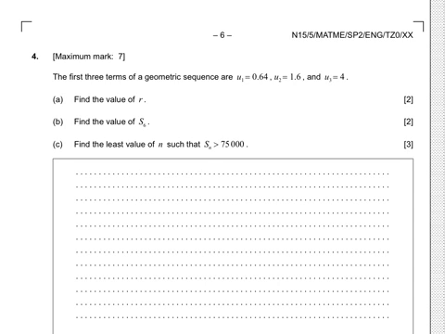This is November 2015, Standard Level Paper 2, question 4, and it's a question about sequences. So we're given three terms of a sequence and we're told it's geometric. So how do I find the value of r? Well, I can either divide the second term by the first, or I can divide the third term by the second.